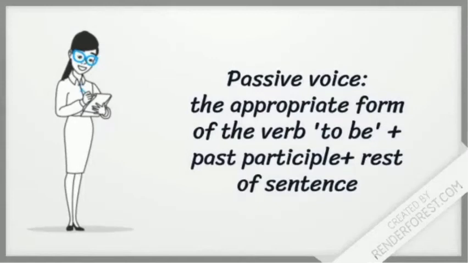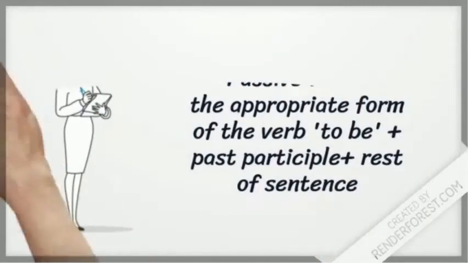A passive voice is always the appropriate form of the verb to be, plus the past participle and the rest of the sentence. Now you know how to write a passive voice sentence. Pretty easy, isn't it?